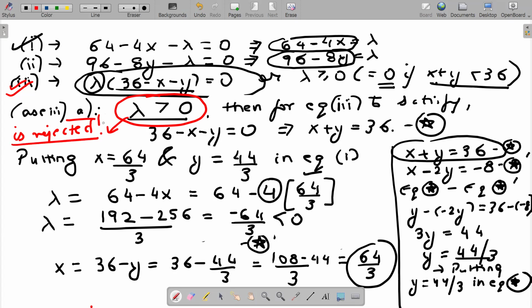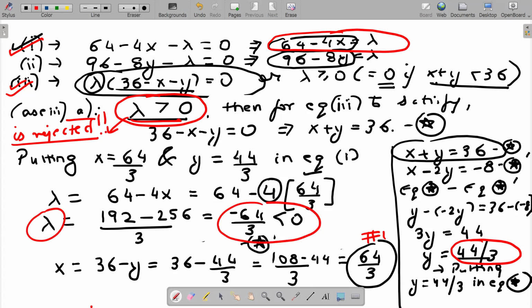This case is rejected because the moment I start with this case and when I solve, I get x as 64 by 3, y as 44 by 3. When I plug them back in equation number 1, I get lambda as a negative value, but lambda can't be negative. Lambda has to be positive. That means we cannot do case 3a. That means let's look at case 3b.